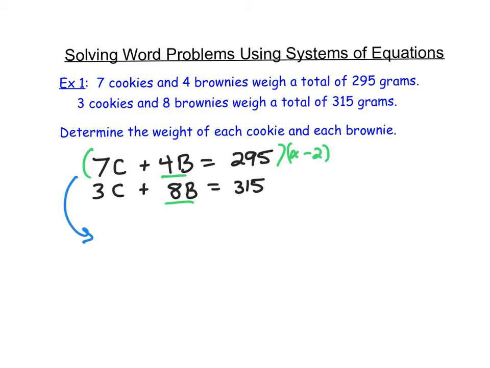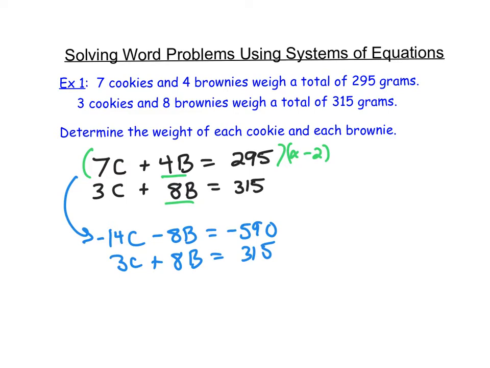That is going to be 7. Oh, I already messed up, didn't I? We're going to multiply by -2. So that is -14c minus 8b equals -590. And then I'm just going to rewrite the second equation. 3c plus 8b equals 315.